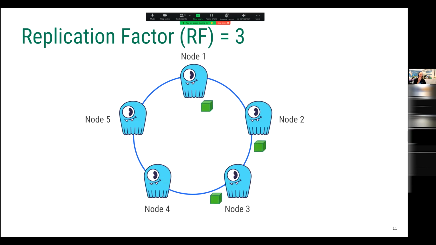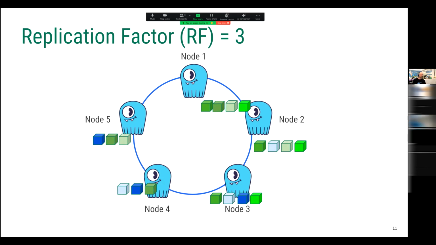And that means that when we write a piece of data, say we write this green cube, whatever it may be, it's going to be written on 3 different nodes. In this case, node 1, 2, and 3. We write another piece of data, and that's also replicated to 3 different nodes, and so on. Okay? That means that each node holds a part of the database, of the data, and that data is replicated across different nodes.